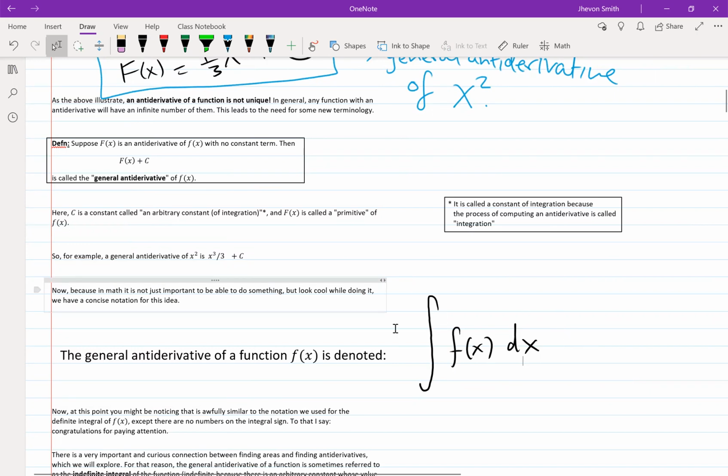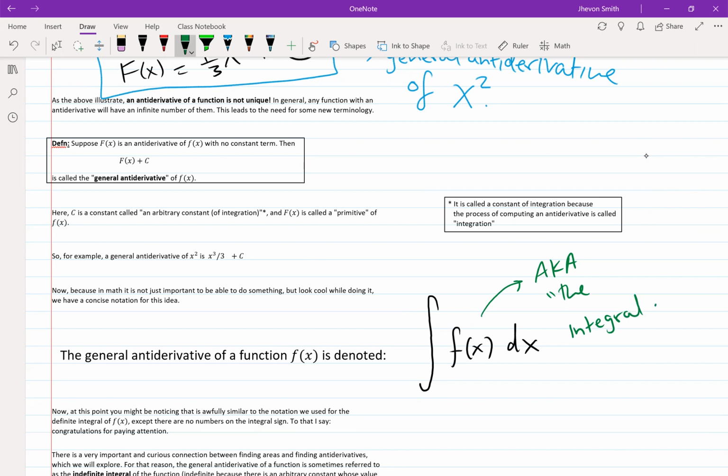We shall see. This guy is called the general antiderivative of f of x. We use this symbol, and another way to say this, aka the integral of f of x. Now, if I want to emphasize that I'm talking about the general antiderivative, we might say the indefinite integral.